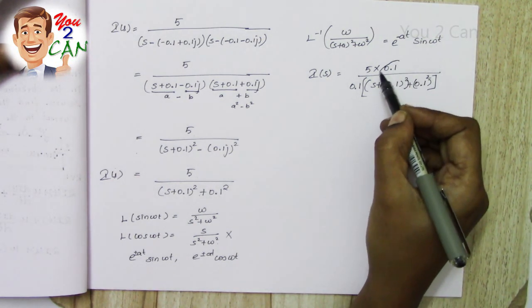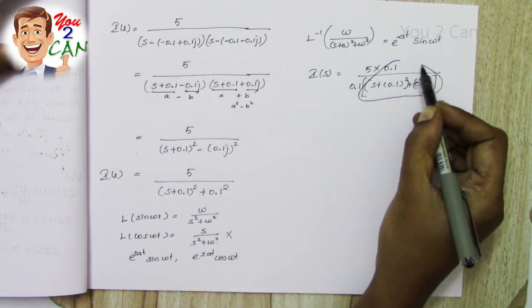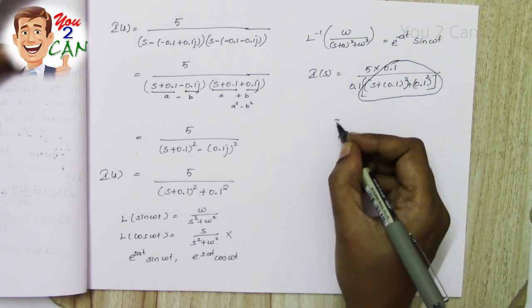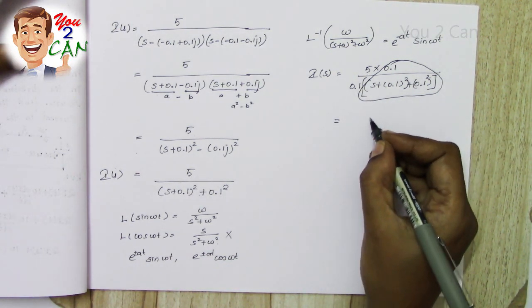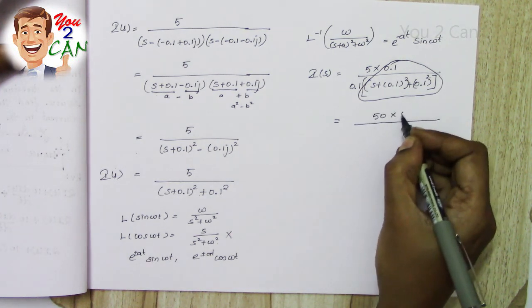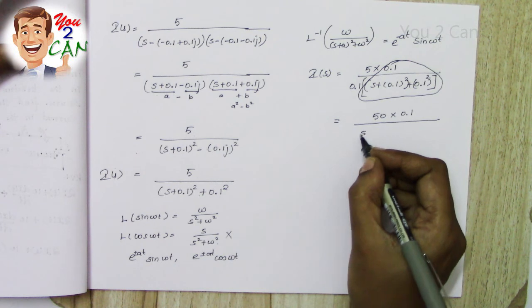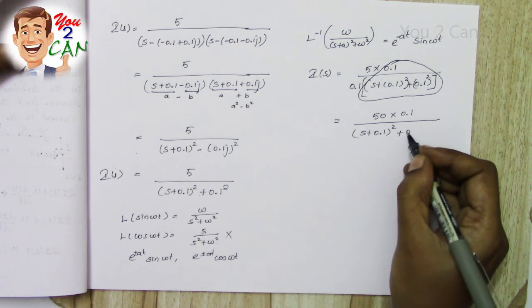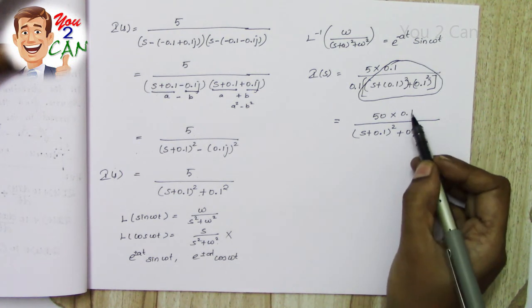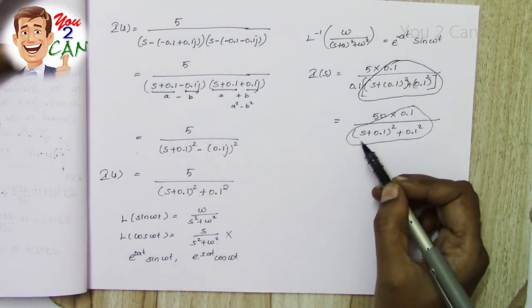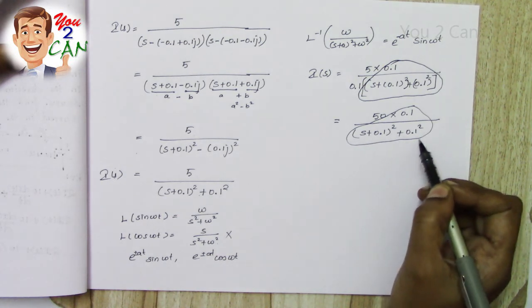Here we get 0.1 by this term. Here it is 5 by 0.1. 5 by 0.1 is 50. So 50 divided by 50 into 0.1 divided by (s plus 0.1) the whole squared plus 0.1 squared. Okay, so this is similar to omega divided by (s plus a) the whole squared plus omega squared here.